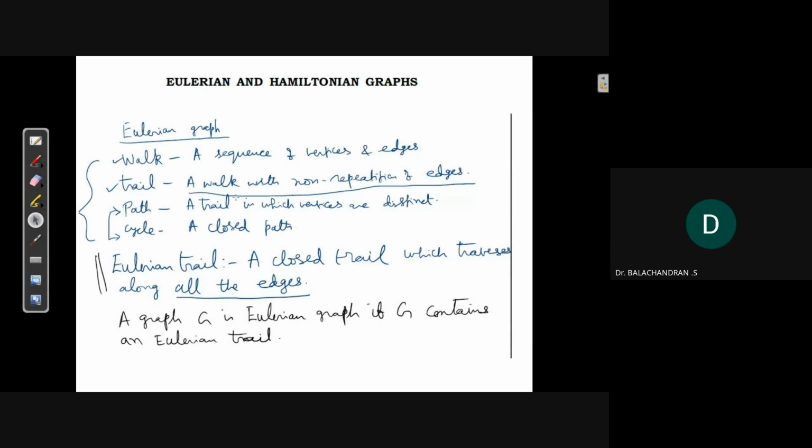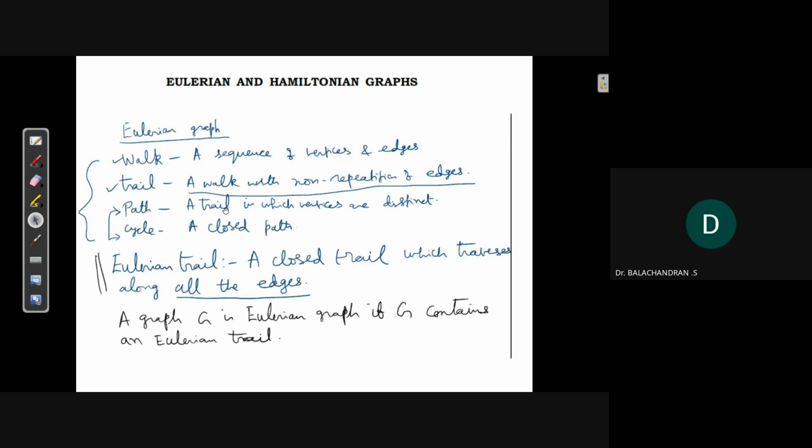So already we discussed a walk. A walk is a sequence of vertices and edges, where vertices and edges are repeated. A walk with non-repetition of edges is called a trail. So in a trail, edges are not repeated, but vertices may be repeated.